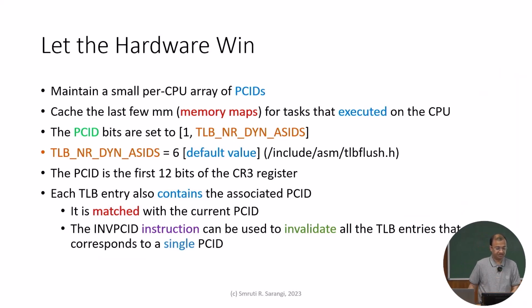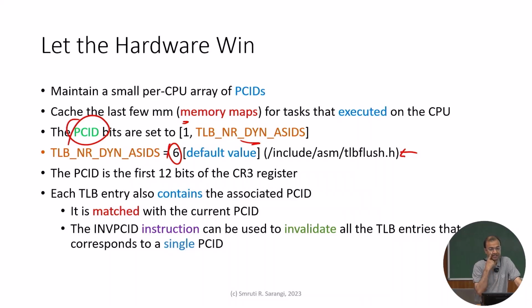The strange part is that Linux actually supports 4096 address space IDs, but Intel supports only 6 PCIDs per CPU, which is fine. If we do not have a lot of processes or many large processes, this idea will work. Basically the PCID bits are set to some number in this range, and it defaults to 6 on Intel machines, and it is defined in this header file.